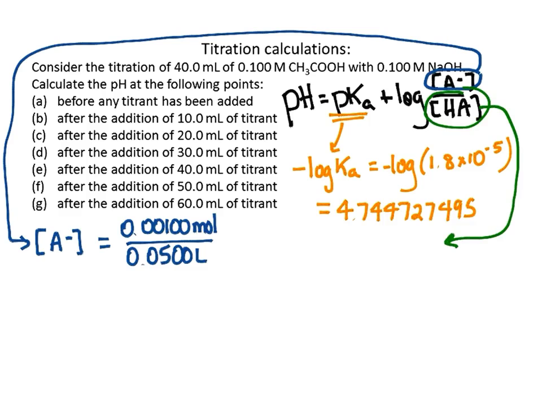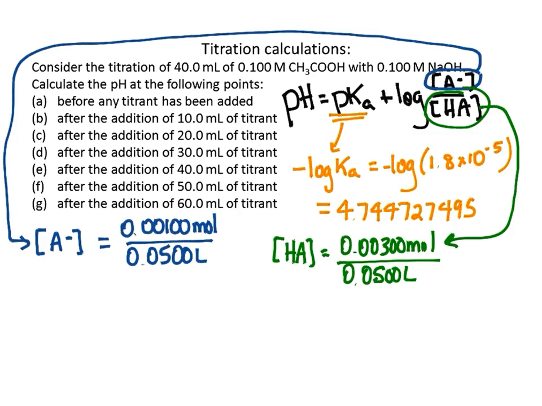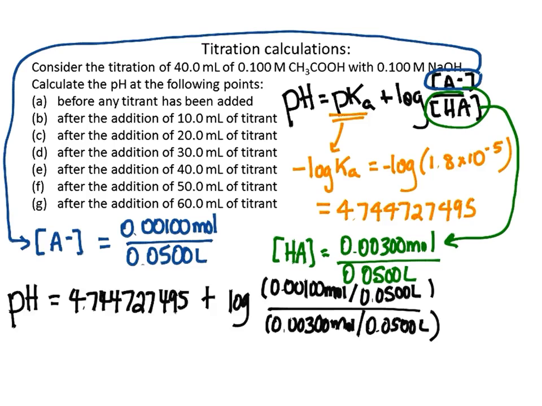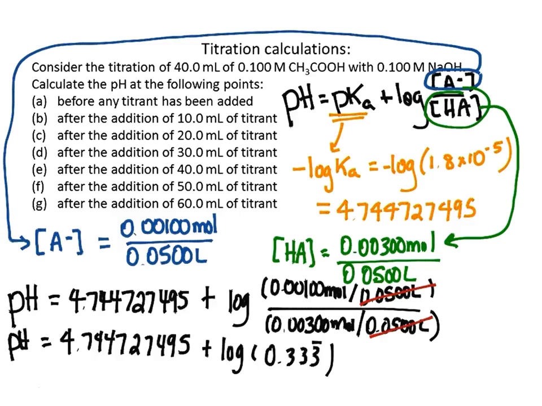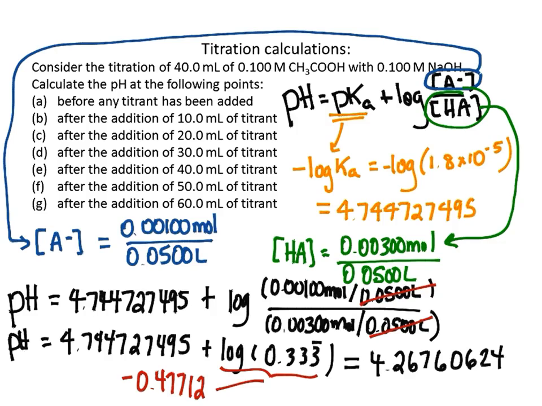You could do 1 millimole divided by 50 milliliters. That would give you the same value, by the way. 3 millimoles divided by 50 milliliters is the same as 0.003 moles divided by 0.05 liters. So if we plug those numbers in, these volumes actually cancel, so they don't really matter. And that gives us a pH of 4.7447 plus the log of 0.3333. That's going to subtract a little bit from our pKa. And that's going to give us 4.27, or 4.2676. That's going to be our point B on our graph.